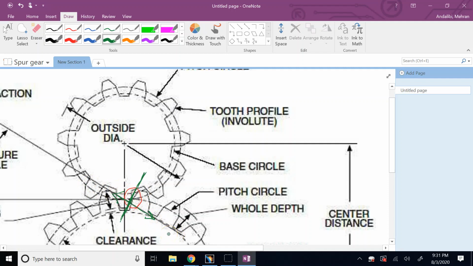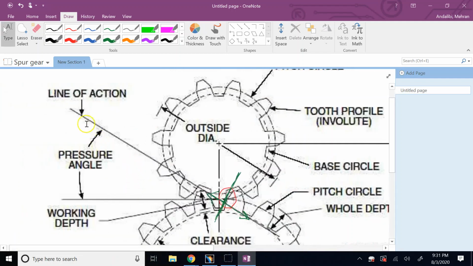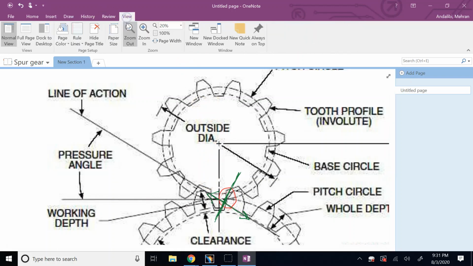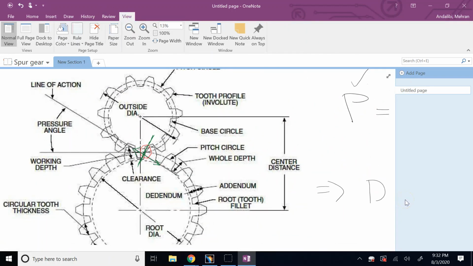which we call pressure line, and then the angle between this pressure line, or we call it line of action, and this horizontal line here, which is perpendicular to the line that is connecting the centers together. Okay, so this vertical line connects the centers. If you draw a perpendicular to that at the point that the two pitch circles are tangent, which is this horizontal line here, and if you draw a line of action, the angle between them is this, we call it pressure angle.